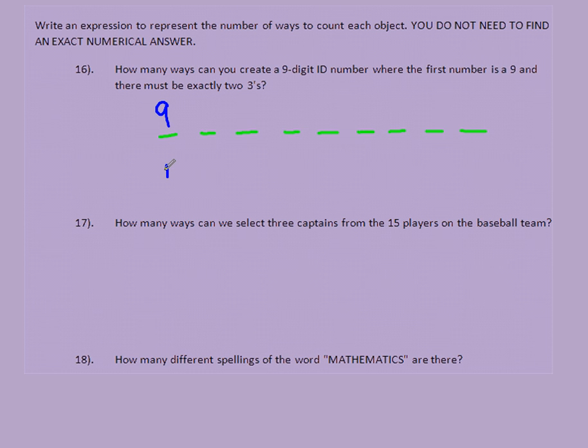Now, there must be exactly 2 3s. Question is, where are they? Well, if I put a 3 here and here, that's the same as if I flip-flopped them. So I can't say just a perfect permutation right now. But what I can say is, of the 8 spots that were left, I needed to choose 2 of them to have the 3s in them. So I can do that by saying 8, choose 2.